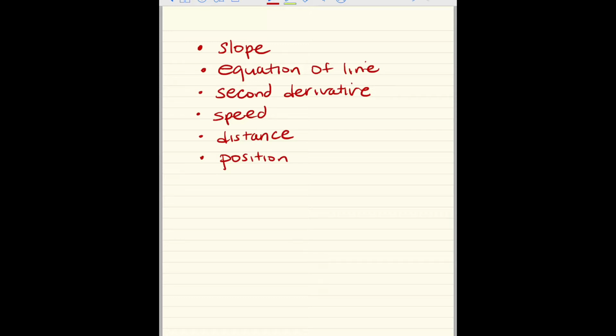So these are the 6 items that you need to know for the BC exam. First, how to find the slope, then how to find the equation of the line at a given time, how to find the second derivative, the speed, the distance, and the position. So let's get to it.